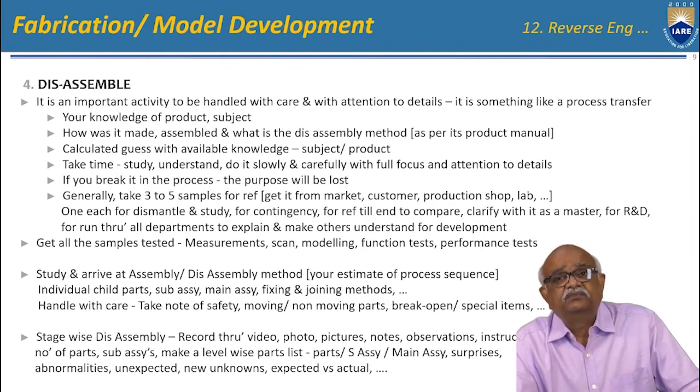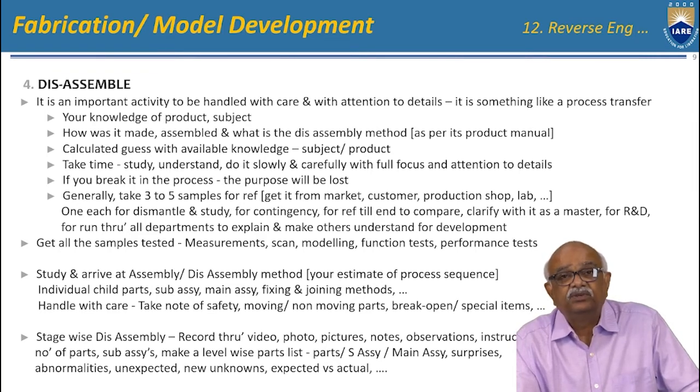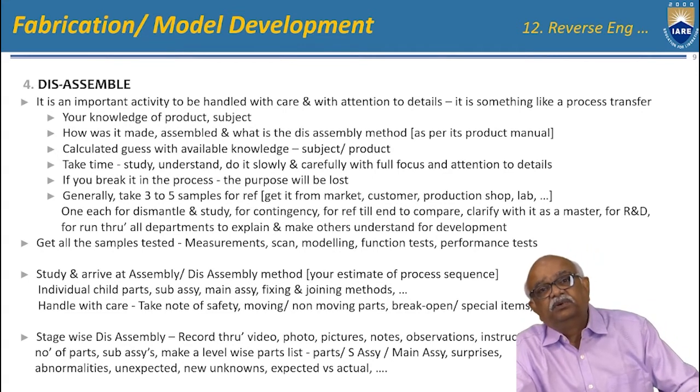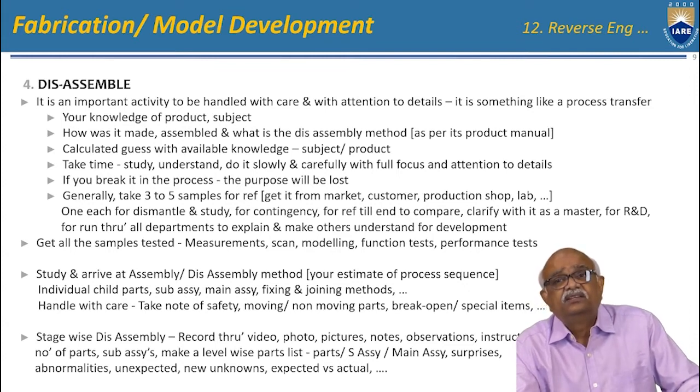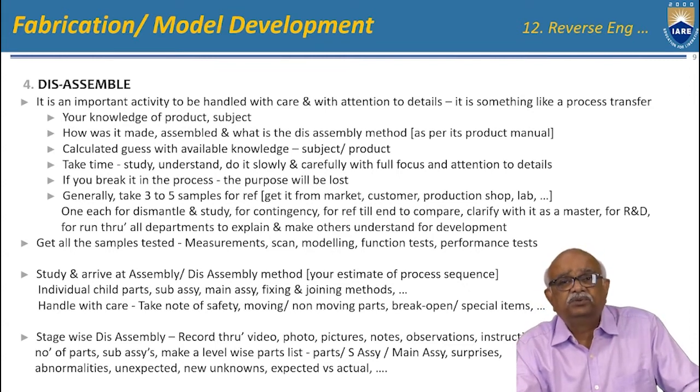When you are making disassembly, you have to be very careful. If you take one sample, suddenly if it breaks, that's all. So you should have in the store about 3 to 5 samples, so that one you use for this, one you keep as a master, one you don't dismantle, one will be with R&D, and one you will use for people to study.